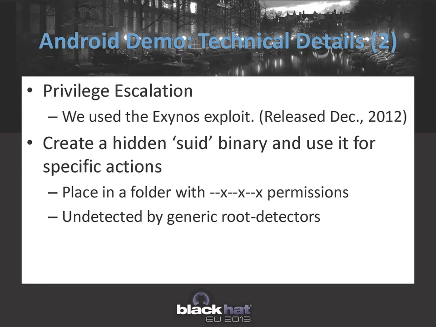Now, we put the SUID binary in a folder with only execute permissions without read or write. This means that it allows access only to files from the folder, and not being able to see what files are listed in the folder. This allows it to be undetected by most of the generic rooting detection mechanisms available on Android, and it allows us to basically bypass the detection mechanism.